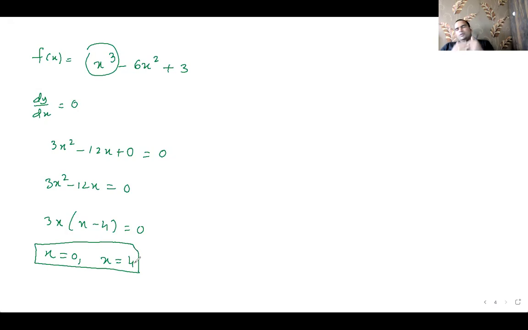Now, a question further might be asked: find the double derivative expression. When you find the double derivative expression, the first thing is to use the double derivative test to check which ones are maximum or minimum. So you first find an expression for it. The second derivative will be the derivative of 3x squared, which is 6x, minus 12.